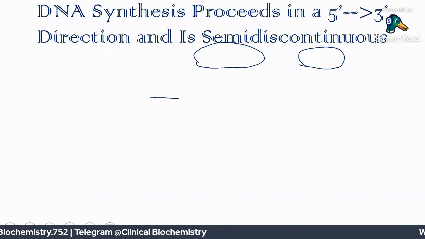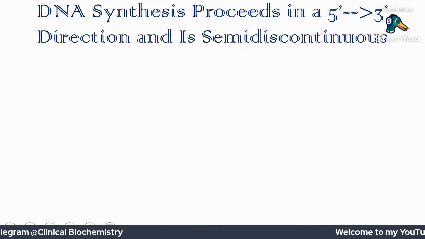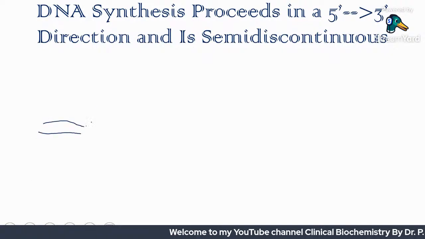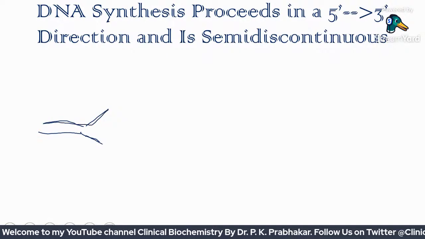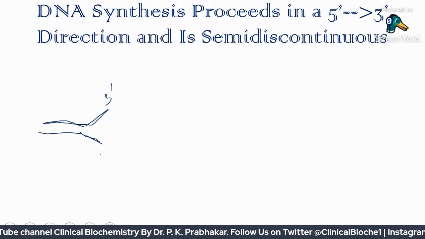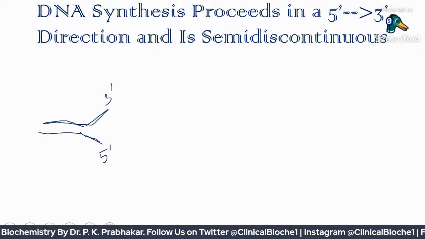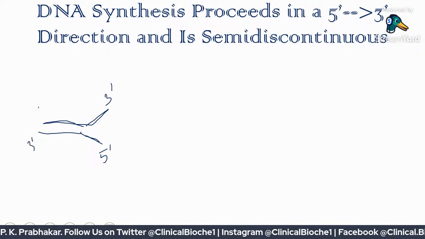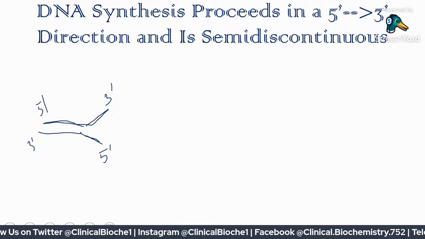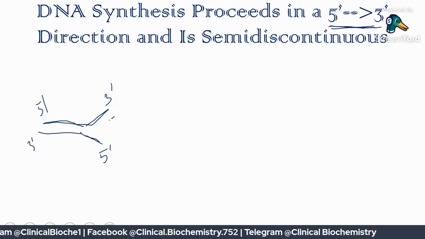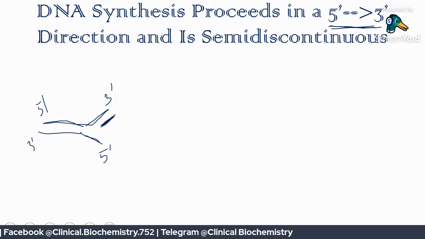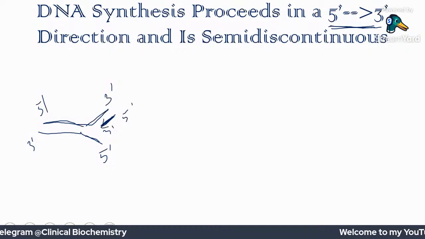See, this is my DNA, and this is a small DNA stretch that has been unwound in this case. So this is 3 prime, this will be 5 prime, this is 3 prime, this is 5 prime. You know that DNA synthesis occurs in the 5 prime to 3 prime direction. So if DNA synthesis starts from here, this will be 5 prime, this will be 3 prime. So in this direction it is going on.